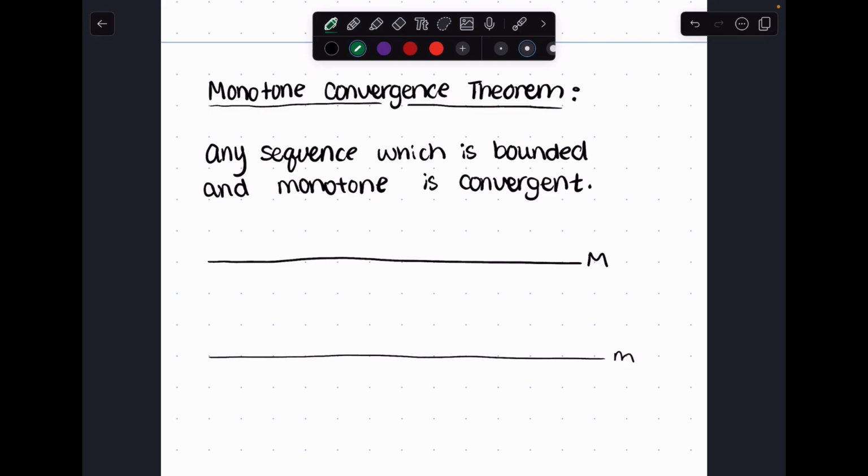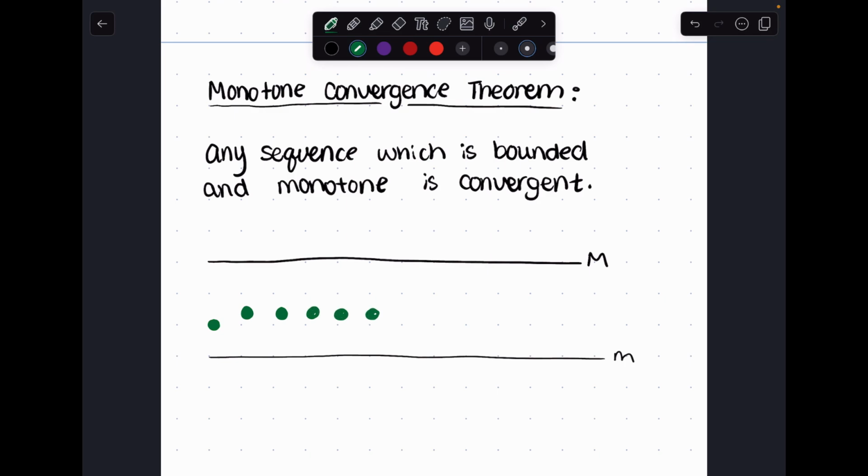And let's say my sequence starts here. And let's say it's monotone increasing. That means that every subsequent term of my sequence is going to be greater than or equal to the previous term. So essentially, if it's monotone increasing, I can either stay at the same number or I can go up. So let's say I stay at the same number.